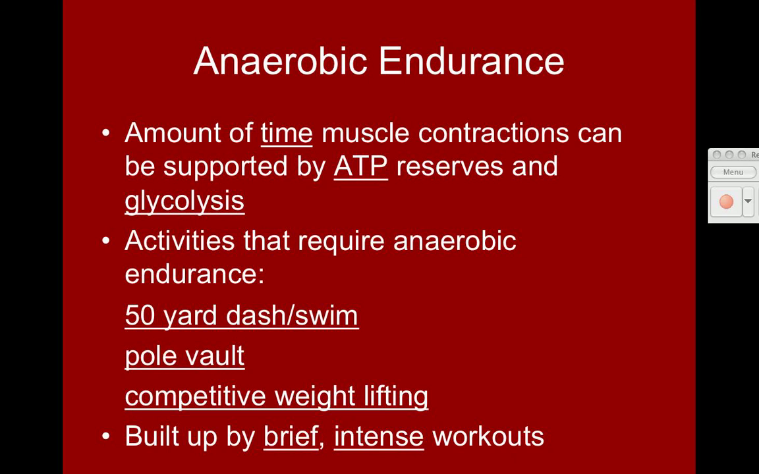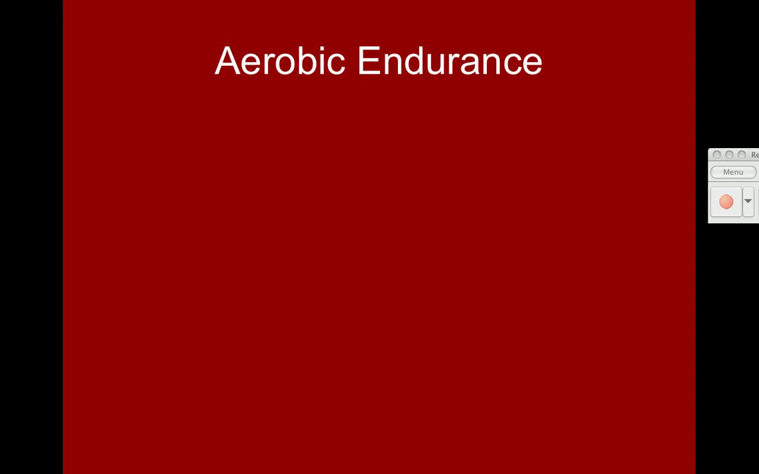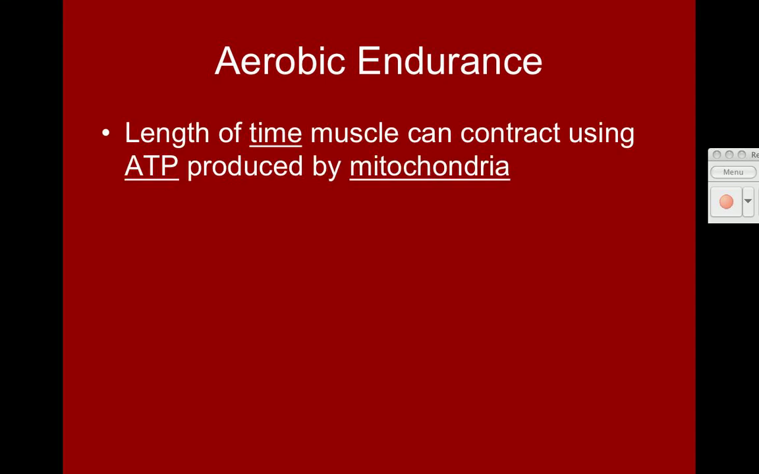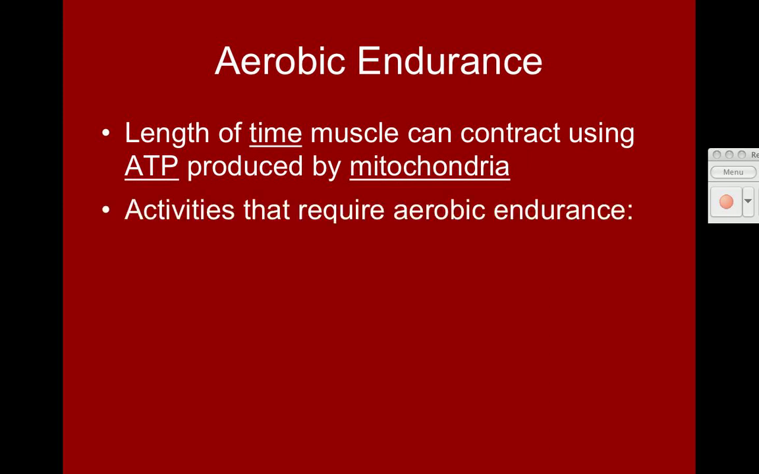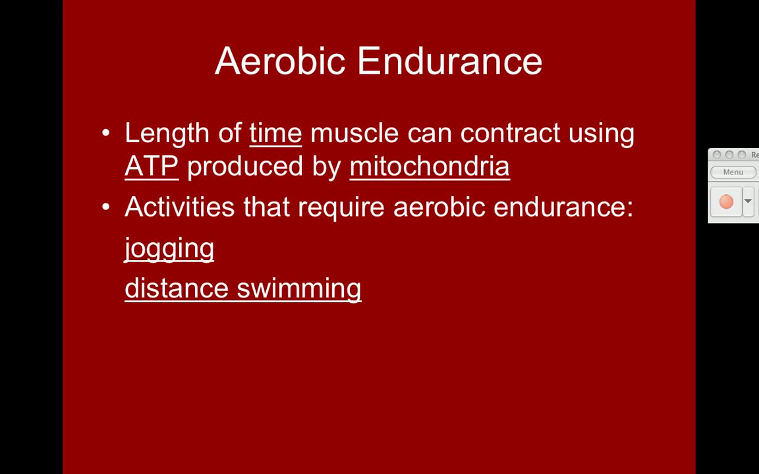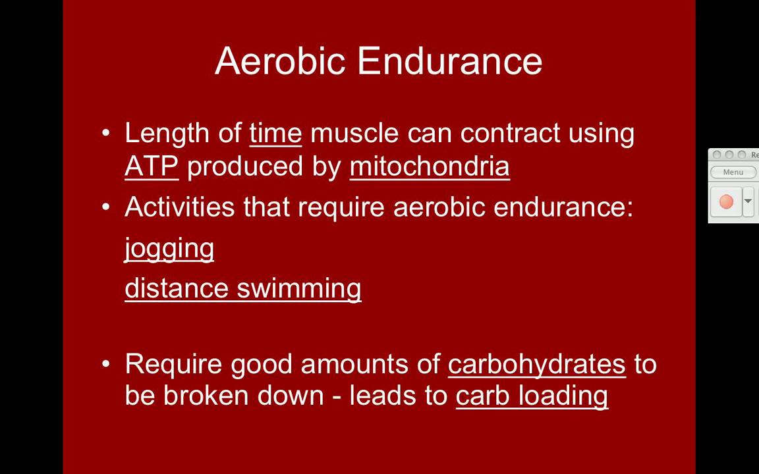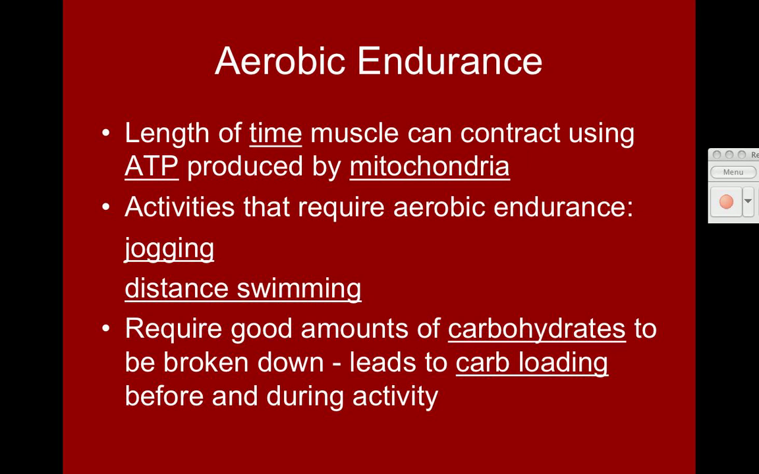By contrast, we can also talk about our aerobic endurance, which is the amount of time that we can actually produce ATP using aerobic respiration in the mitochondria. This includes activities like jogging or distance swimming. We need to keep the activity at a decent level, but not too intense, so that our mitochondria and our oxygen supplies can actually keep up. These activities often require carb loading because we need a good source of glucose. So this is why athletes who participate in these kinds of activities carb load right before the event.